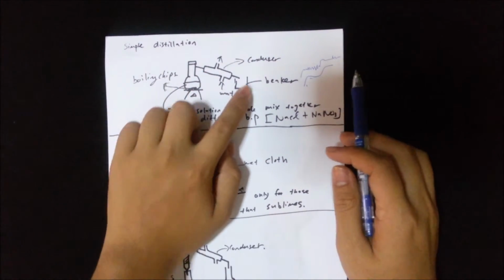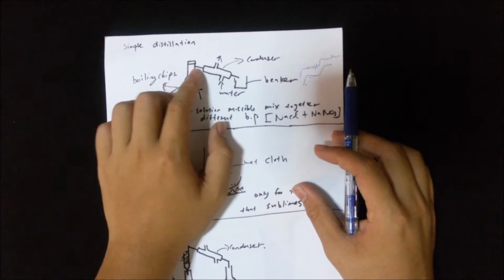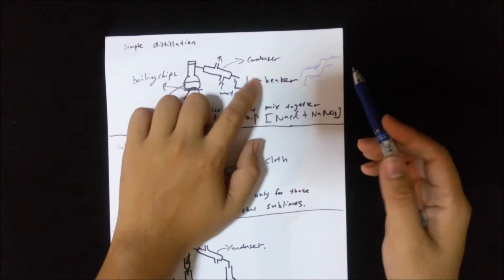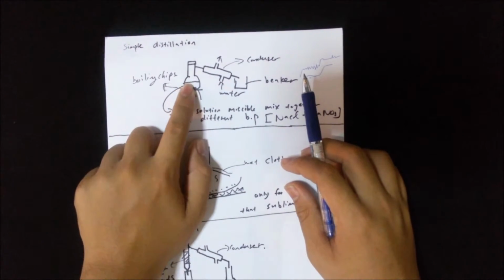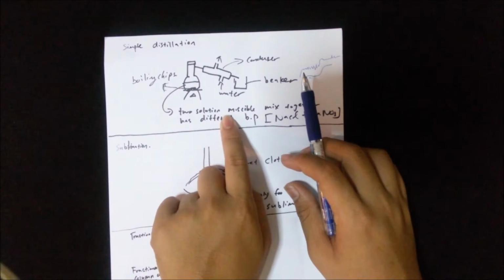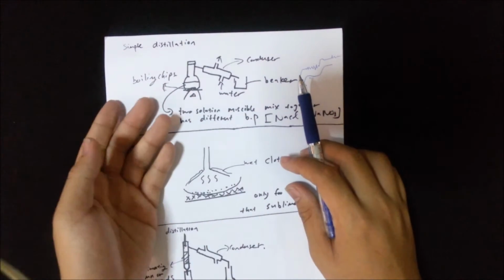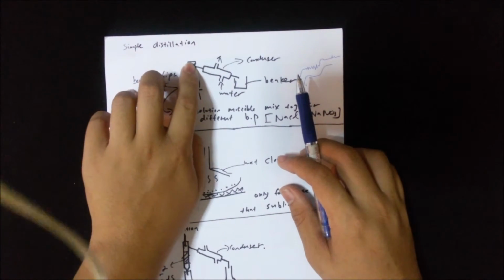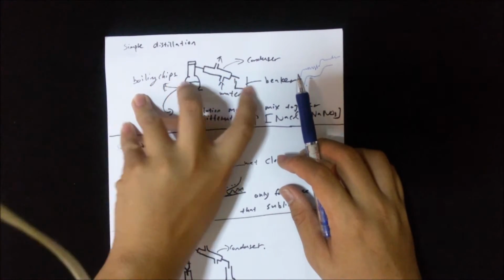And here we have a condenser. This condenser is to condense the vapor of the liquid that you are separating back into its liquid form and be collected in this beaker. So what happens is that this conical flask contains the two solutions that are miscible, that are mixed together. The one with the lower boiling point will escape out as vapor, and hence condense in this condenser to be collected as liquid in this beaker.